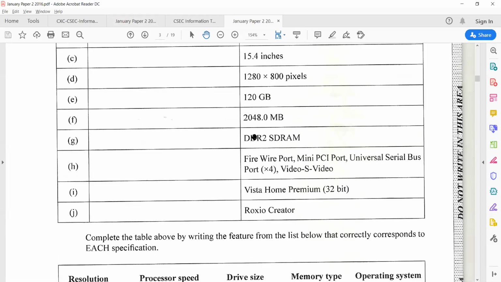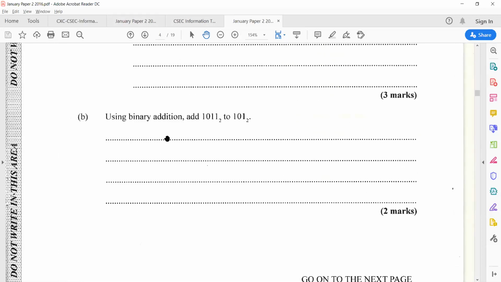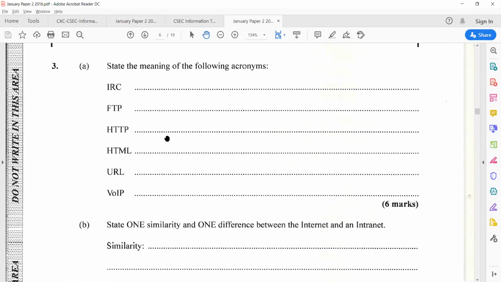Okay, good. That's the first question. Let's move on to the second one. Again, the second question will be something that you all will not be assessed on. This is binary to decimal, decimal to binary conversions or number representation. Moving on to question 3. As I mentioned before, the acronyms are very important to understand and to know what they mean. So, for example, the first acronym, IRC, stands for Internet Relay Chat.